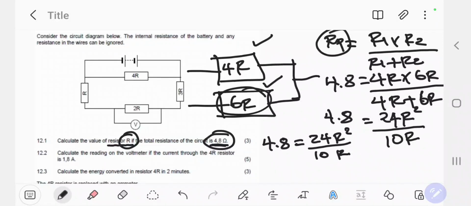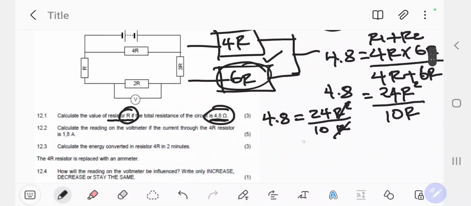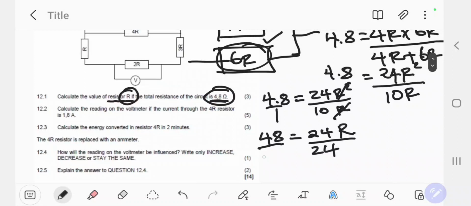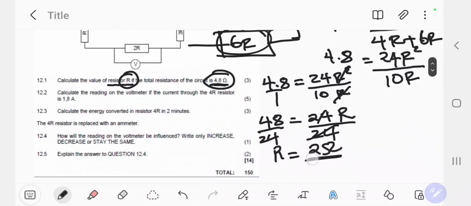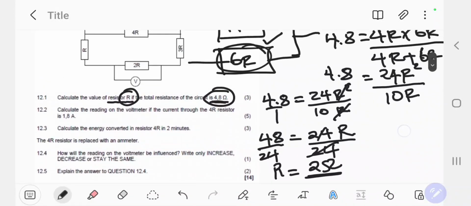So guys, we don't have to complicate this. R will divide into that, and then with the 4.8, we cross multiply. 4.8 multiplied by 10 is 48. We're going to have 48 equals 24R. So we divide both sides by 24. Your R equals 48 over 24, which is 2 ohms. So the value of R basically is going to be 2 ohms, guys.